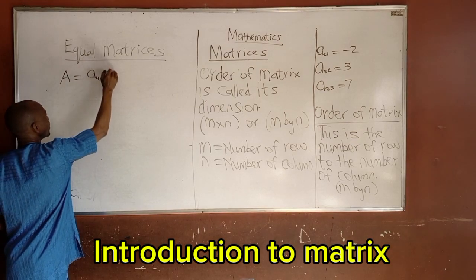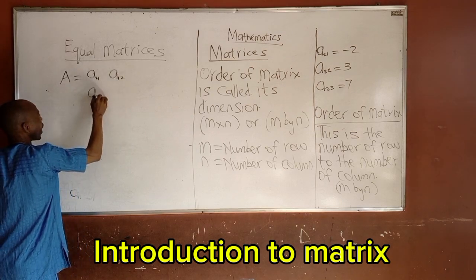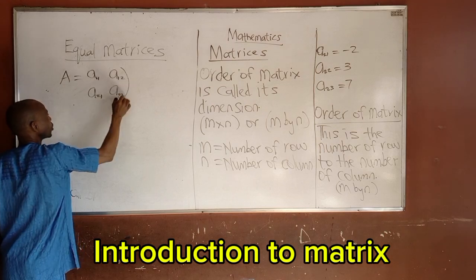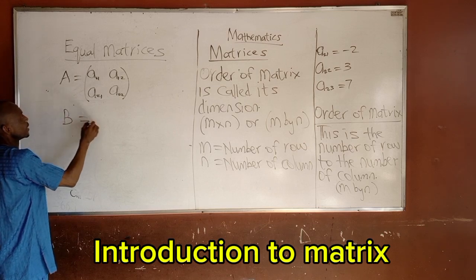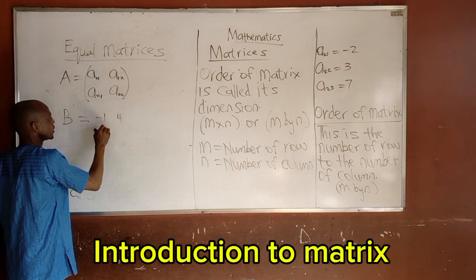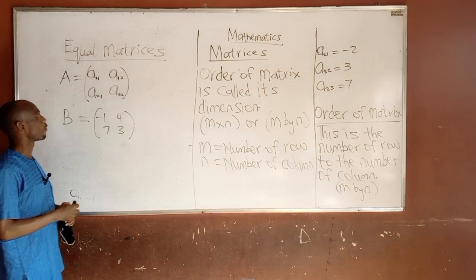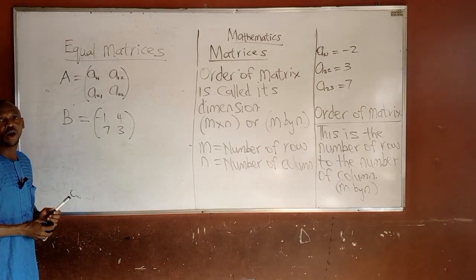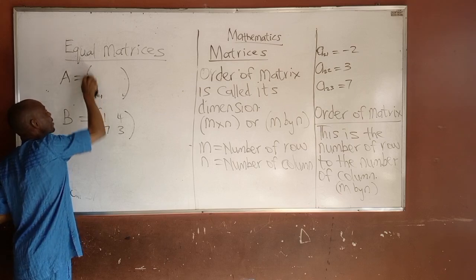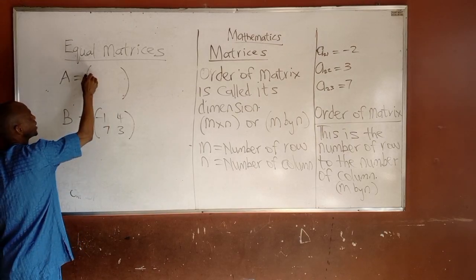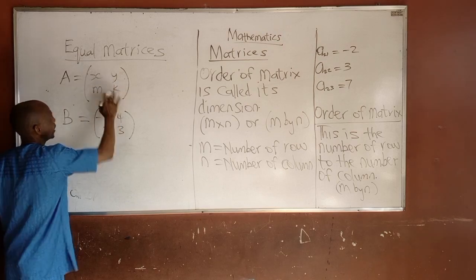A11, A12, A21, and A22. And we have matrix B given as -1, 4, 7, 3. Or we can simply decide to make use of different letters in this matrix by saying X, Y, M, K. I can use that.